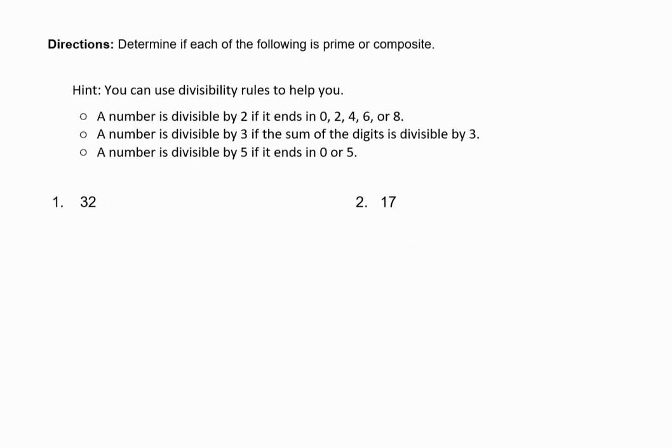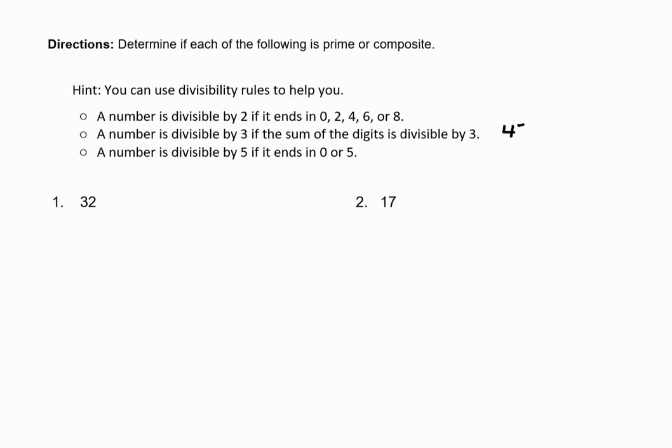Now here are the directions for our first two problems. Determine if each of the following is prime or composite. And we're given some hints here. It says we can use our divisibility rules to help us figure this out. So if you remember your divisibility rules, if a number is divisible by 2, then that means it's going to end in 0, 2, 4, 6, or 8. It's an even number. A number is divisible by 3 if the sum of the digits is divisible by 3.